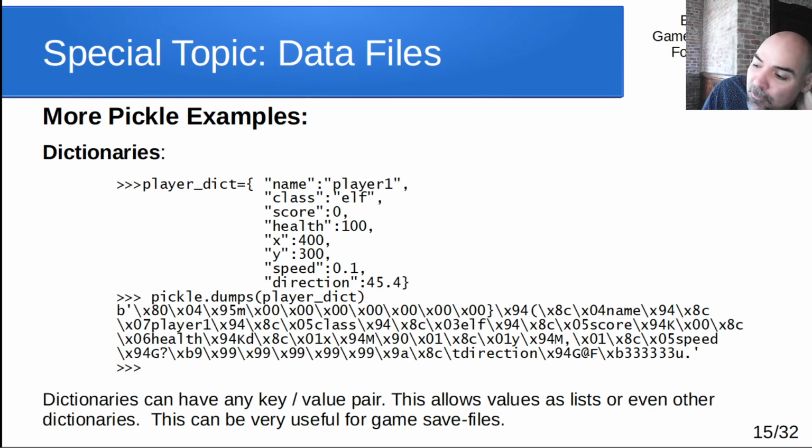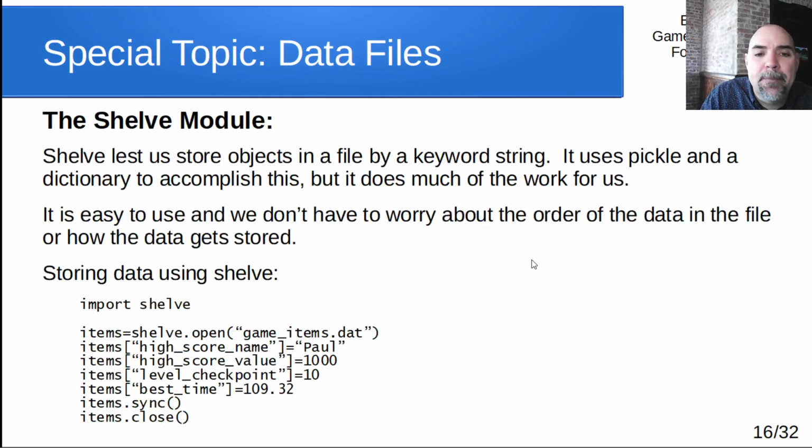But that can be useful for save game files. You could, for example, have all of the data in a big dictionary that encodes the game state, pickle that, and then when we want to load it, unpickle it, and the game state is back to how it was when we saved the game.